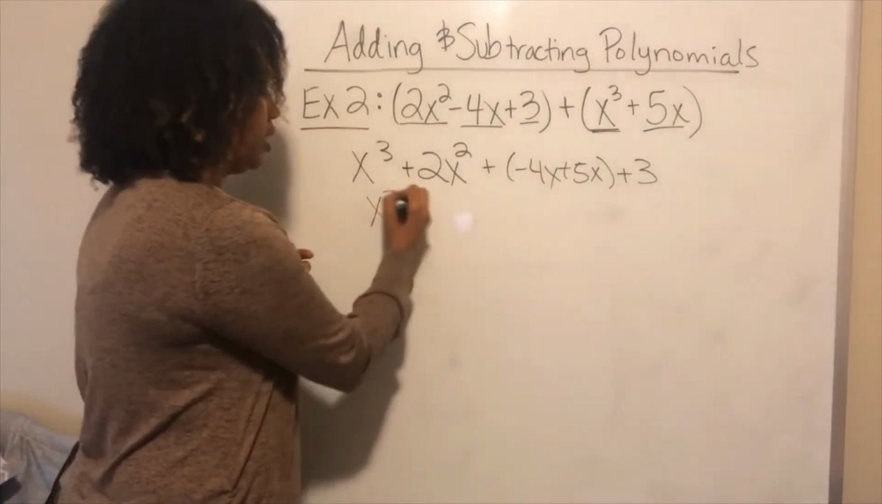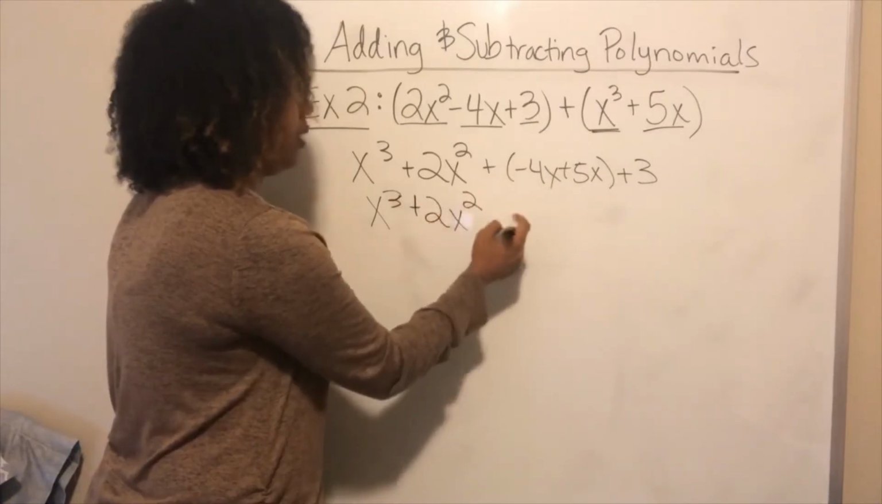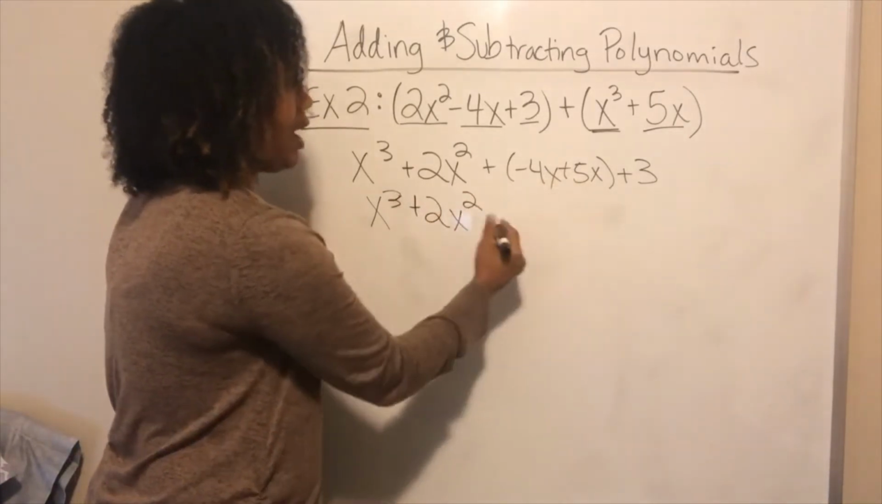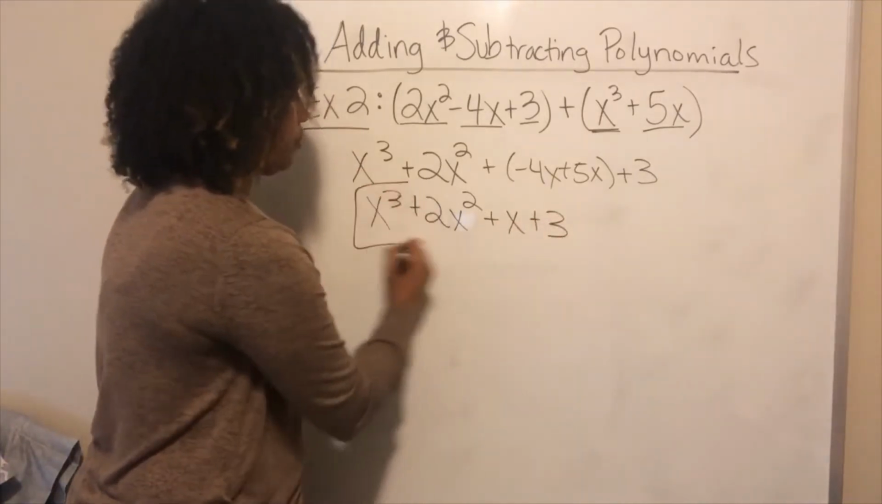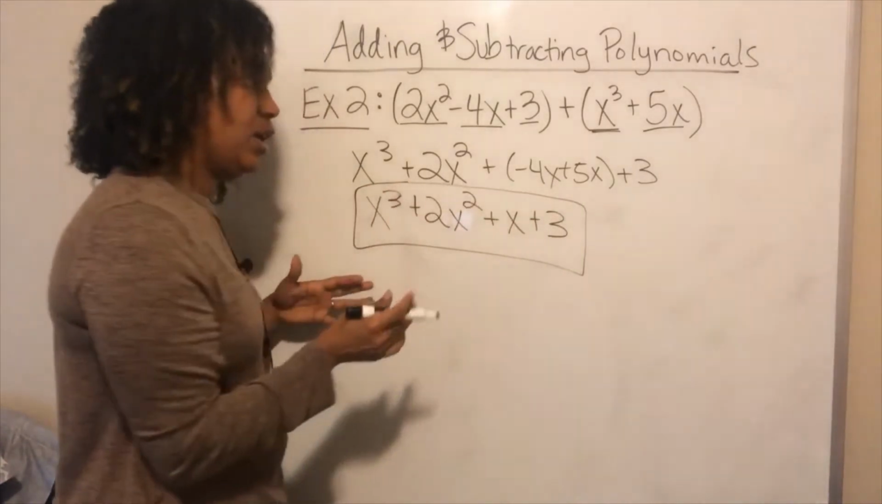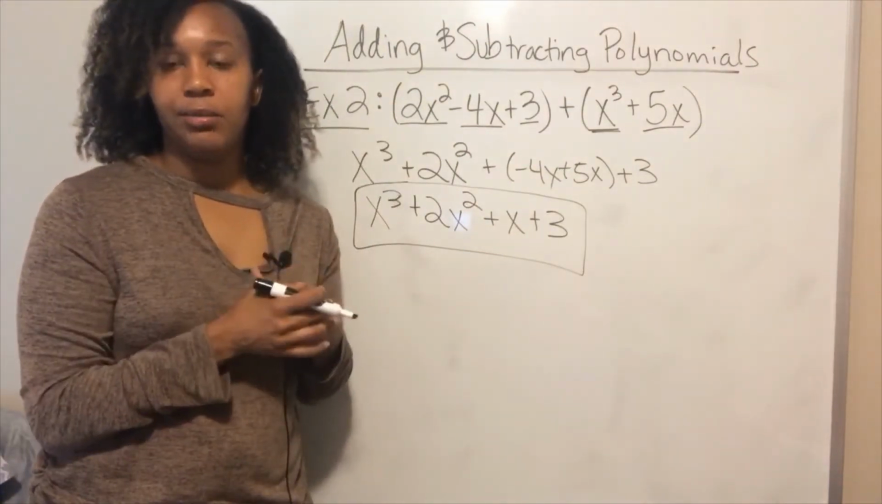So the x to the third will stay the same. The 2x squared will stay the same. And then minus 4x plus 5x is a positive 1x. And then a plus 3. So whenever you're adding, whether it's vertically or horizontally, all you're doing is combining all your like terms together.